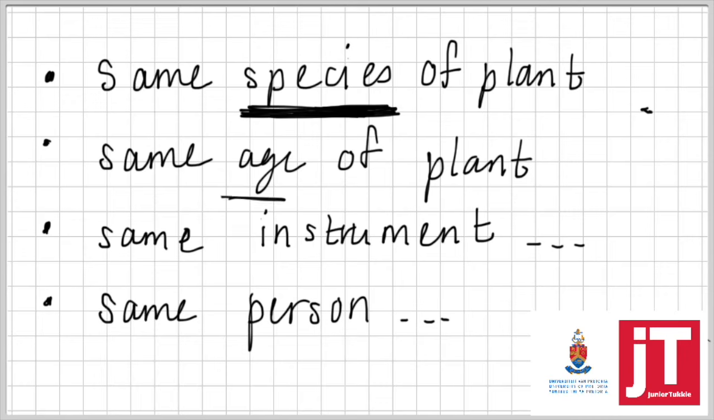Then, of course, the plant must be of the same age. You cannot have one plant that's 1 year old and one that's 2 weeks old. Then the same instrument must be used to measure the growth of the plant. I put the dots here because you must be more specific. You must not just say same instrument. You must relate it to your experiment. And then the same person that is measuring the growth of the plant. Again, I put the dots there because, again, you must refer it to your experiment.